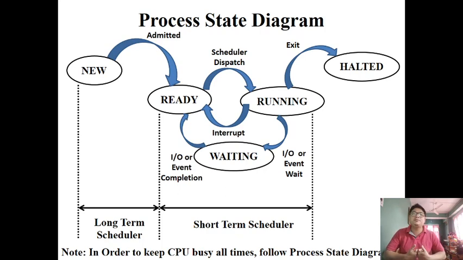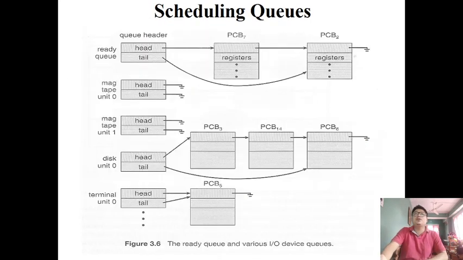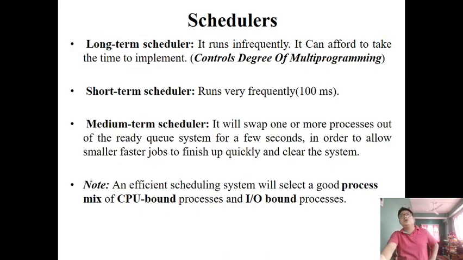Basically, a scheduler is a program for transferring a job from one state to another state. There are basically three different kinds of scheduler. One is the long-term scheduler, another one is the short-term scheduler, and the third one is the middle-term scheduler, which I'll be discussing at an upcoming time.